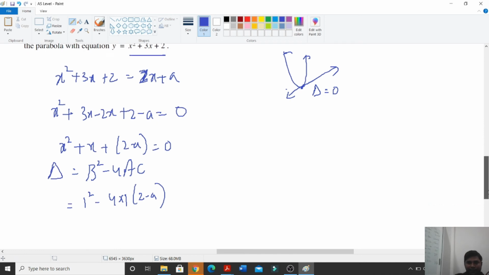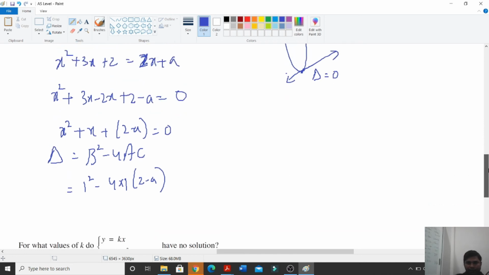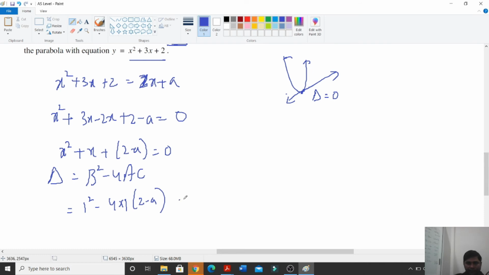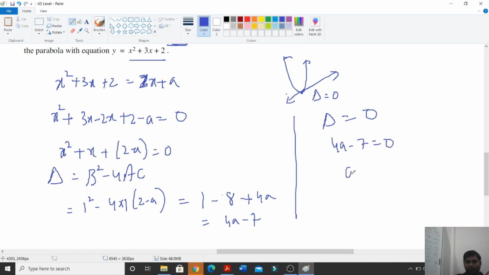So we'll get 1 minus 8 plus 4a. So 4a minus 7, that's what we got. And for one real solution, the discriminant is equal to 0. It means 4a minus 7 equals 0. a is equal to 7 over 4.